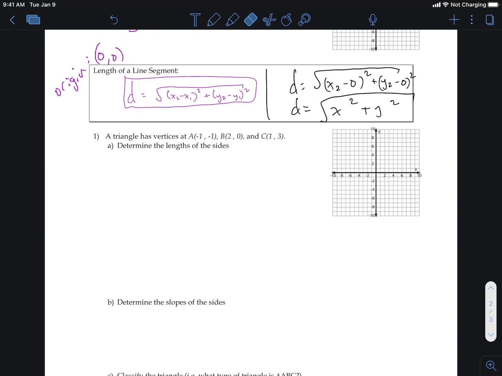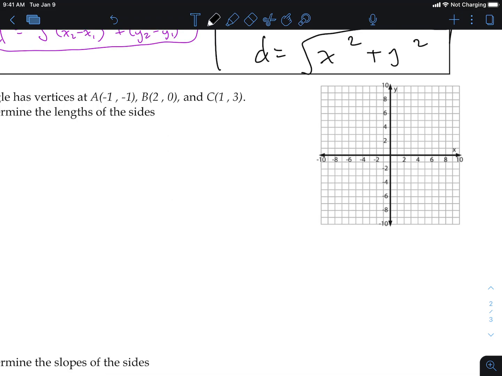So we got 3 points there. Oh, it's a triangle. You guys have a question that involves a triangle. Interesting. Let's go plot those points. A is at -1, -1. Right there. B is at 2, 0. And C is at 1, 3. It's not that big, eh? It is pretty boring. Okay, C's up here and B is there.